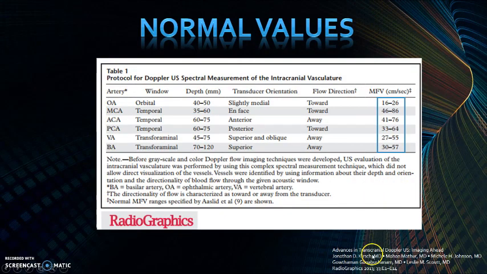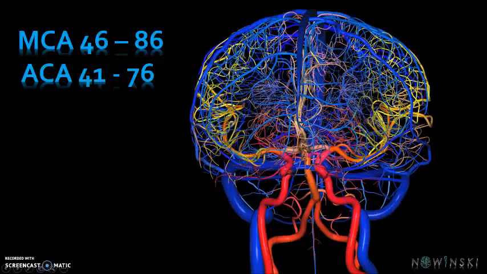This is from Advances in Transcranial Dopplers in the journal Radiographics. They show the arteries that they're scanning, the window, the depth from the cranium, the transducer orientation, flow direction as I've gone over, and then the mean flow velocities. In the MCA, the mean flow velocities for adults are going to be from 46 to 86. So again, in adults, mean flow velocity is 46 to 86 in the MCA and 41 to 76 in the ACA.